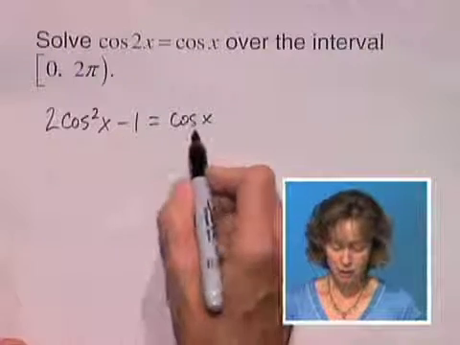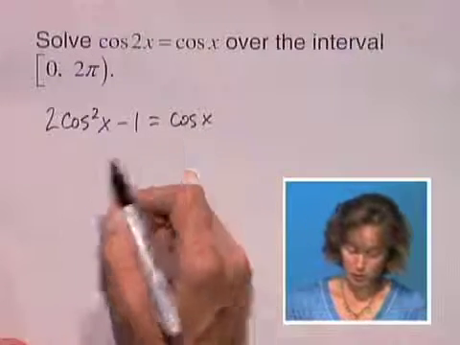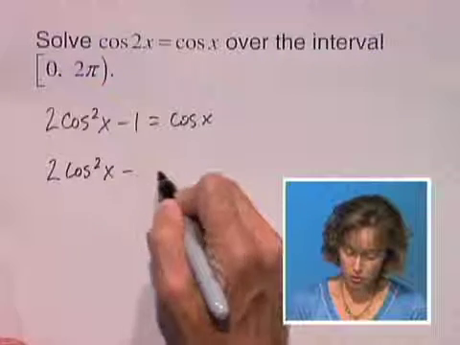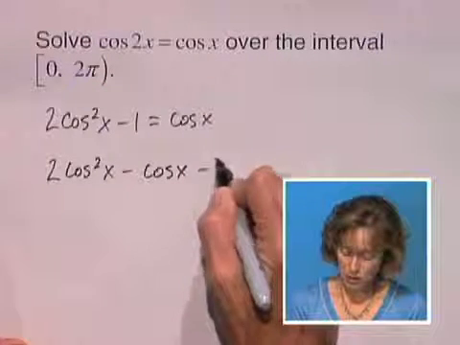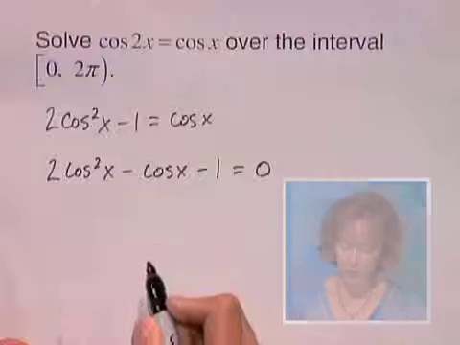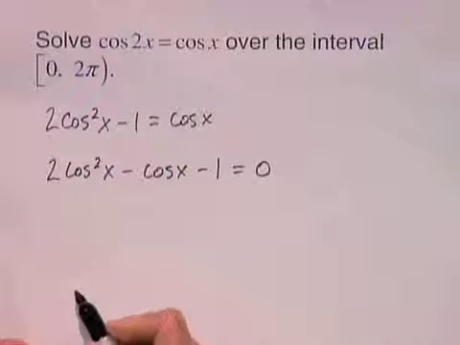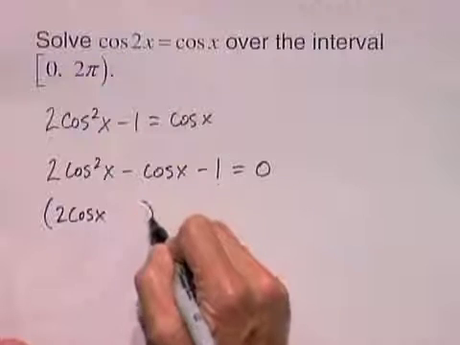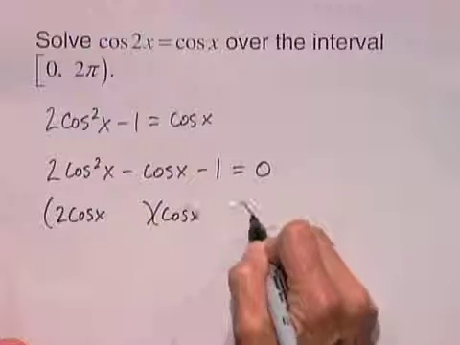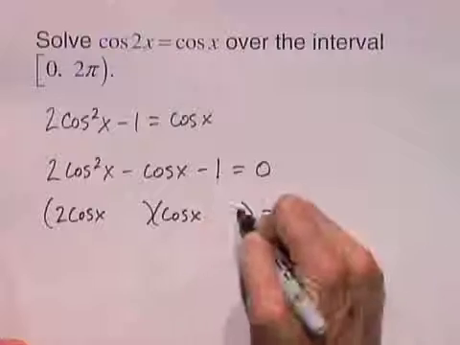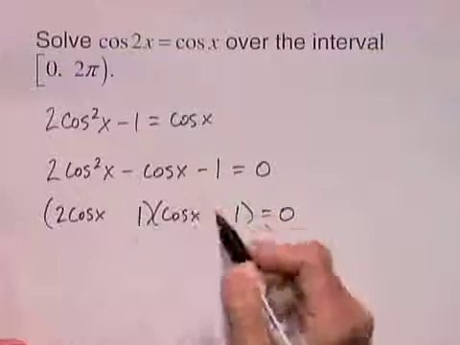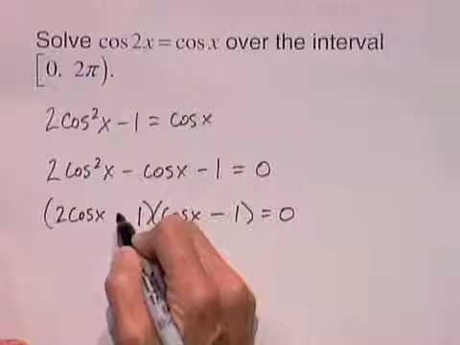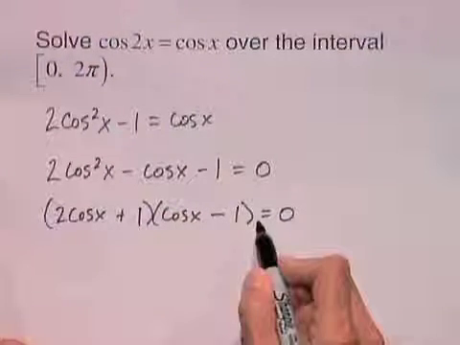At this point, I'm going to set the equation equal to 0 by subtracting cosine x. I have then 2 cosine squared x minus cosine x minus 1 equals 0. And I'm going to treat this like a quadratic and factor it. It factors with 2 cosine x, and then I have a 1, so put a 1 and a 1. I want negative 1 as my middle coefficient. So there's a minus, there's a plus, and I've factored.